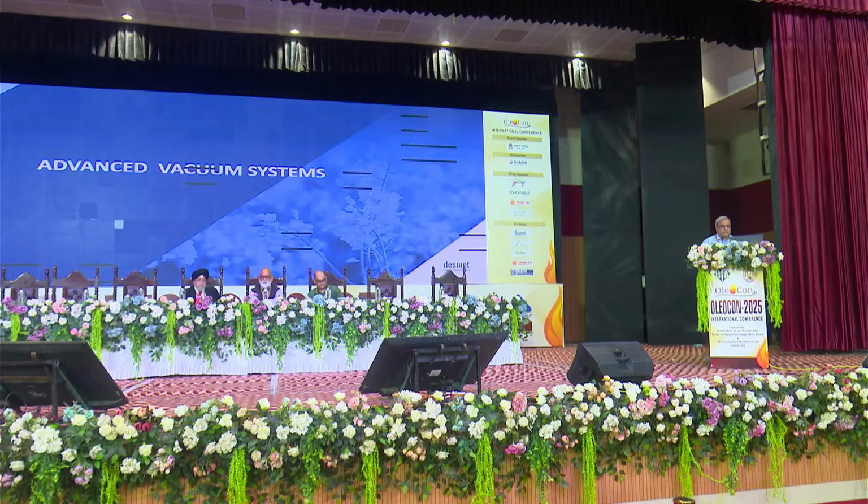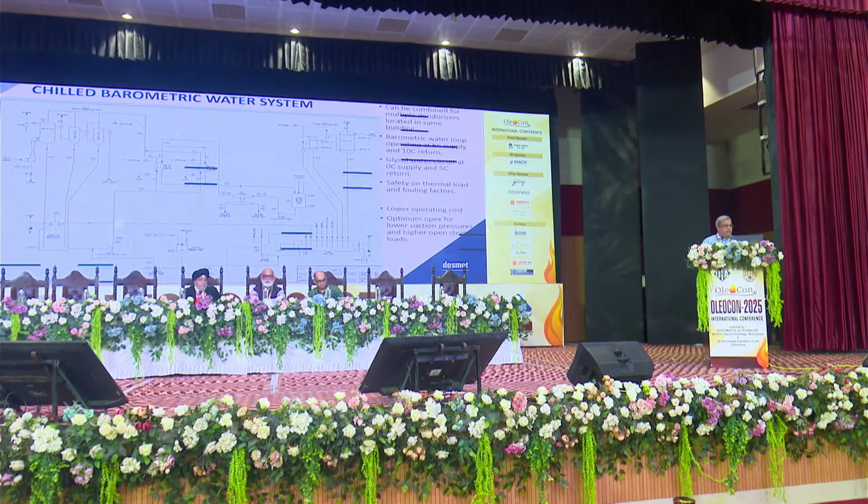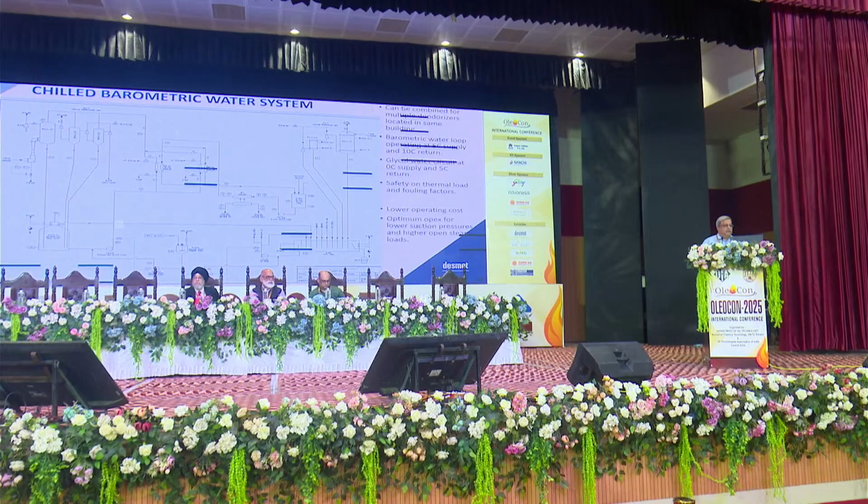Within the advanced vacuum system, we have two options. One is the chill barometric water system. The chill barometric water system, instead of operating the conventional vacuum system at 34 degrees, we can operate it at just 5 degrees. And this reduces the steam consumption drastically. But this barometric water needs to be cleaned, so there are 2 PHEs or more PHEs, and one PHE is in cleaning mode, but other PHEs are in operation.